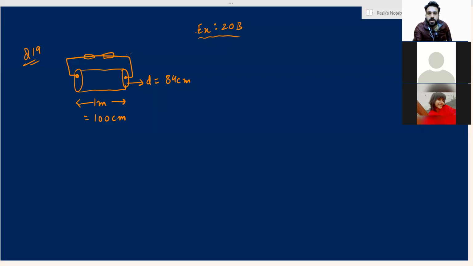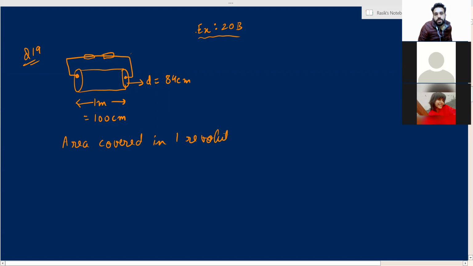If it is revolved once on the road, how much area is covered? Equal to the CSA of the roller. So area covered in one revolution is equal to the curved surface area of the road roller. Are you getting this point or not? This is the most important concept of the question.